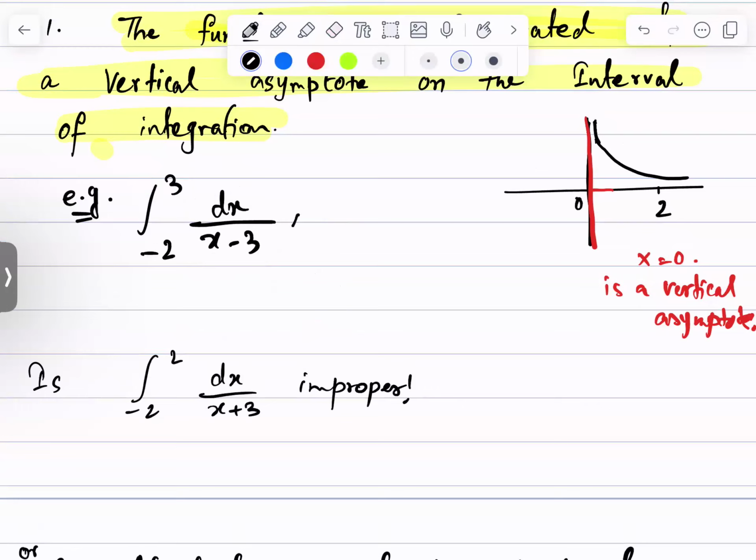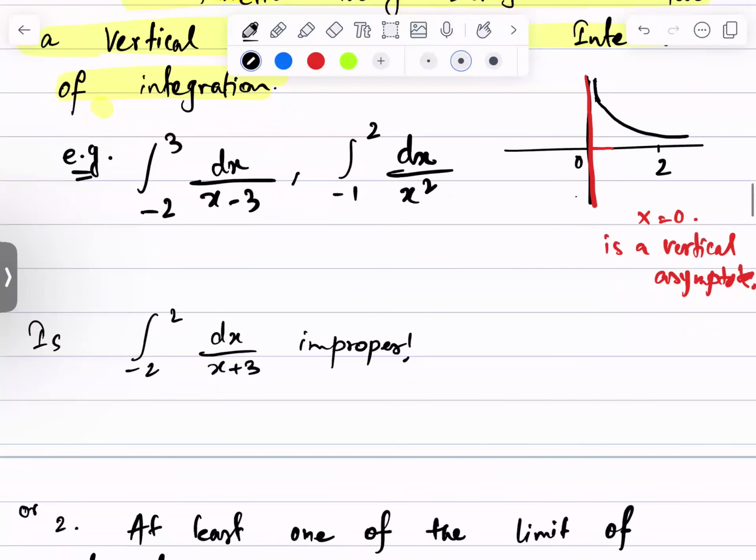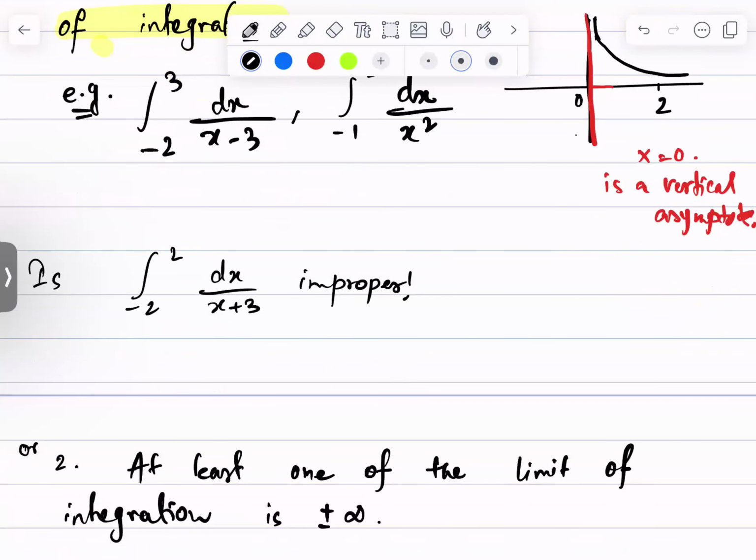One more example could have been minus 1 to 2, dx over x squared. So I know that my interval of integration is now minus 1 to 2, and there is 0 in between, obviously. And at 0, I get 1 over 0 squared, which is like infinity. So therefore, this is also a vertical asymptote. At 0, this function has a vertical asymptote. Okay, and so on.